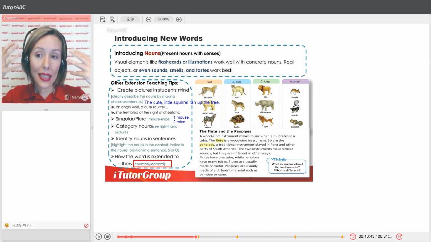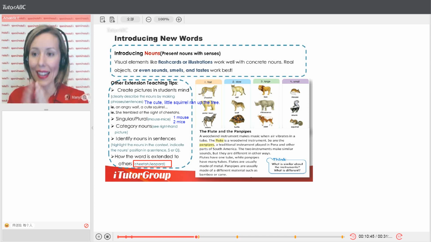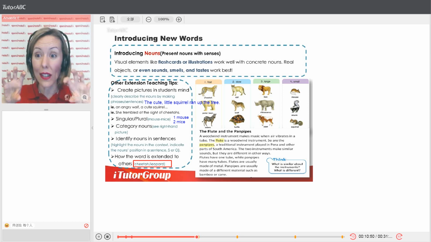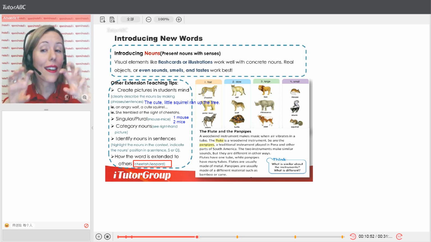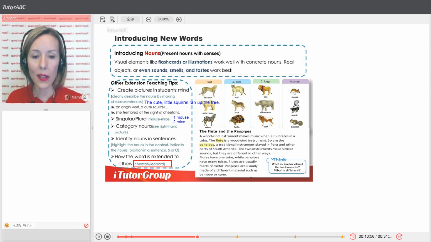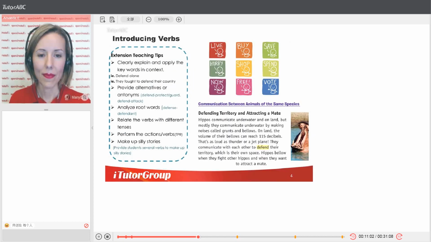And this will help really clear up in their mind what exactly a cheetah is, what exactly a leopard is, and why we have two different words for animals that are a little bit similar. So this will help them practice their vocabulary and really get it into their minds. All right, so that's nouns. Let's move on to verbs.